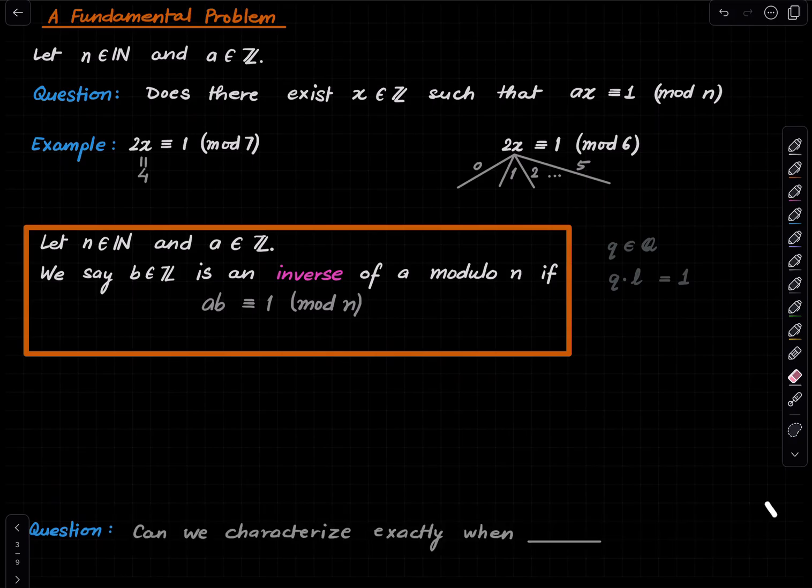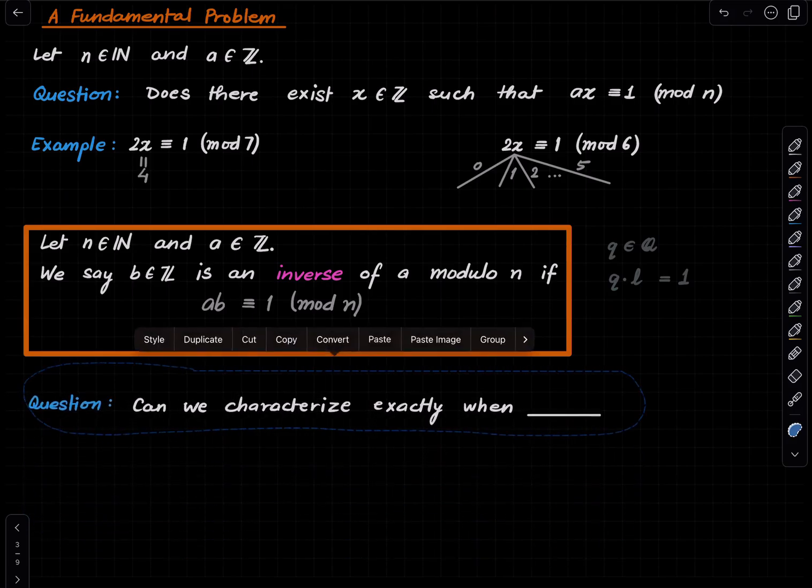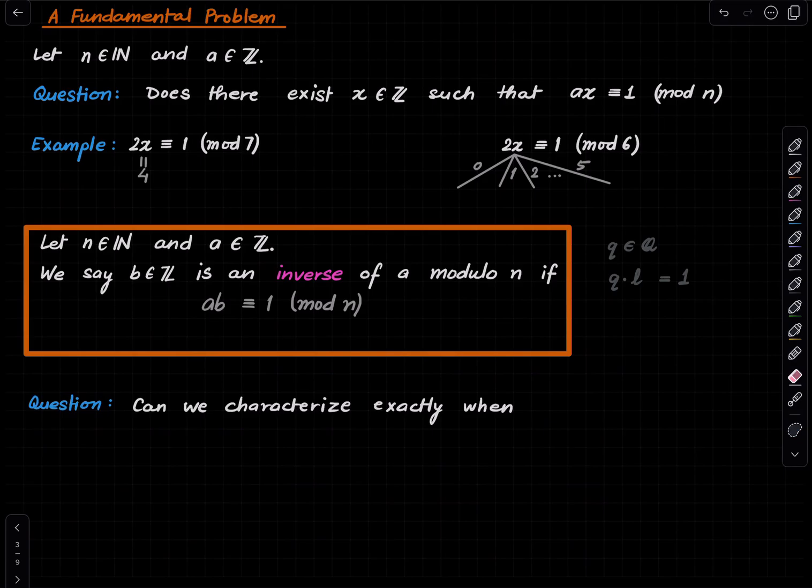So here is the basic question that we want to ultimately answer, not in today's lecture, but ultimately. Can we characterize exactly when an integer a has an inverse modulo n? Meaning, just by looking at a and n, can we come up with a test or some criterion, some classification which tells us immediately if we can find an inverse?